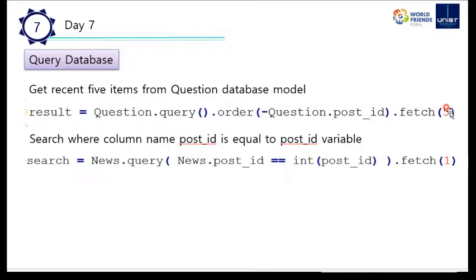When you want to query, you can put a condition statement like model name dot post_id equals post_id. The reason I put int is that when this variable is string type, then you must convert it to int when the post ID property type is integer.